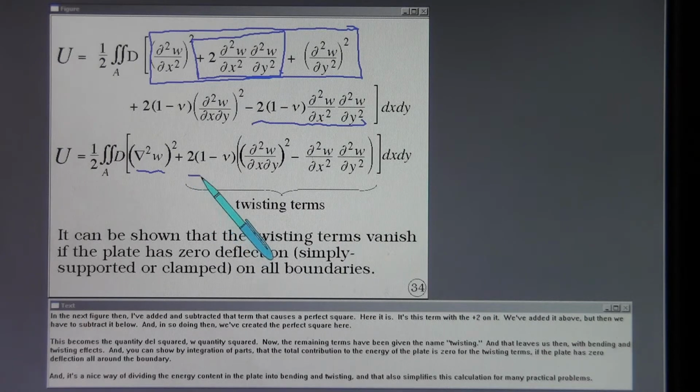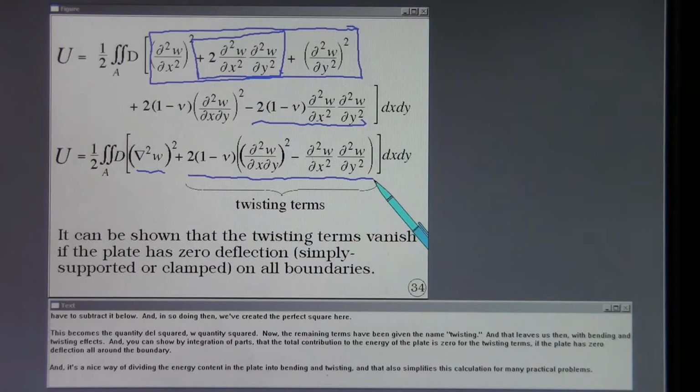Now, the remaining terms have been given the name twisting, and that leaves us then with bending and twisting effects. And you can show by integration of parts that the total contribution to the energy of the plate is zero for the twisting terms if the plate has zero deflection all around the boundary. And it's a nice way of dividing the energy content in the plate into bending and twisting, and it also simplifies this calculation for many practical problems.